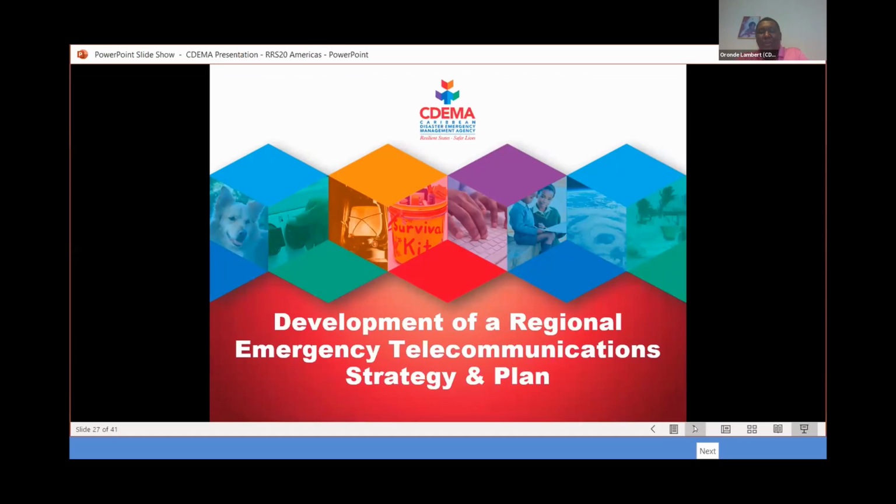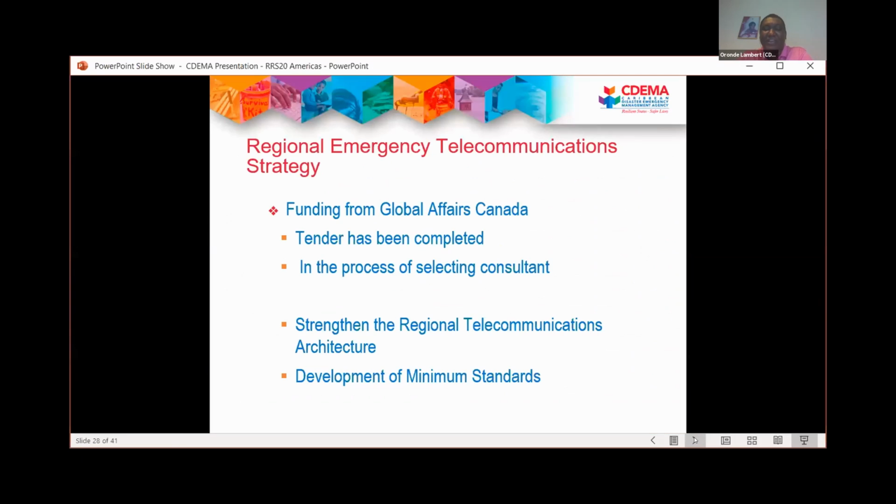So one of the areas that we're looking at right now is the development of a regional emergency telecommunications strategy and plan. We've received some funding from Global Affairs Canada. You will see them feature a bit in this presentation because they've been very proactive in this area of emergency telecommunications, and realizing that there's some need to put some funds in there to ensure that initiatives are done. The tender has been completed, and we're in the process of selecting a consultant.